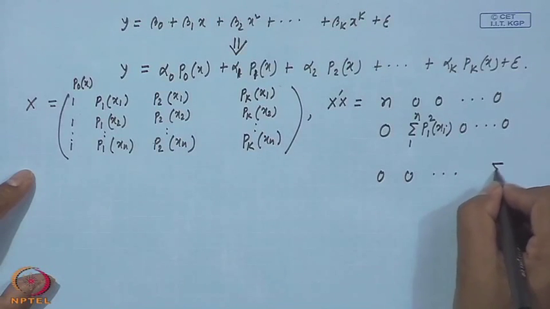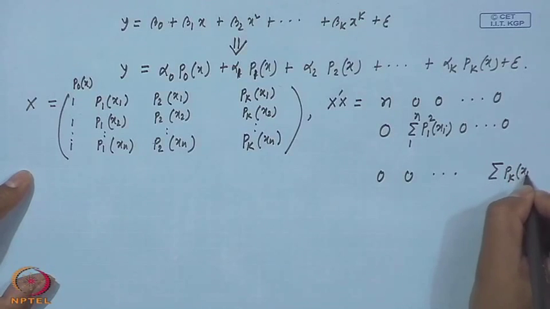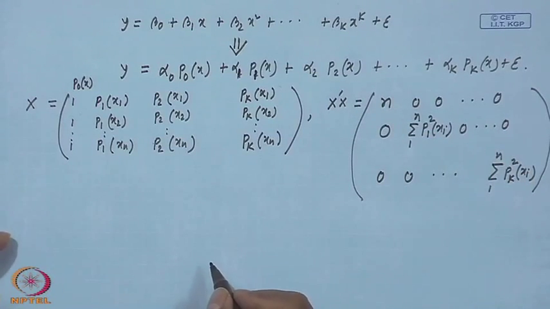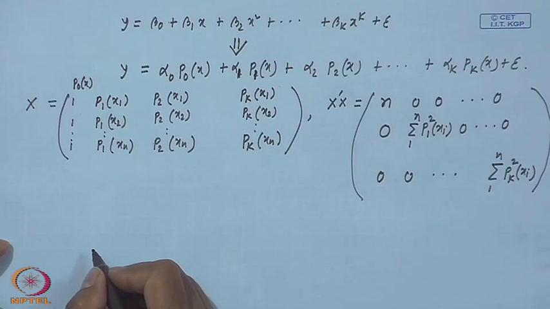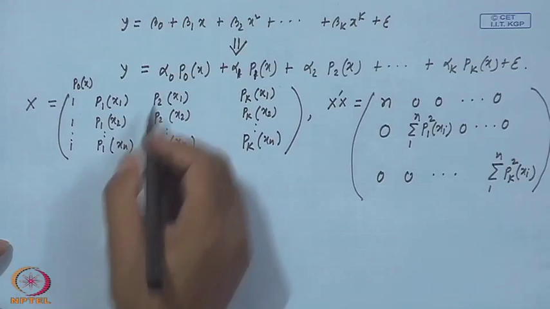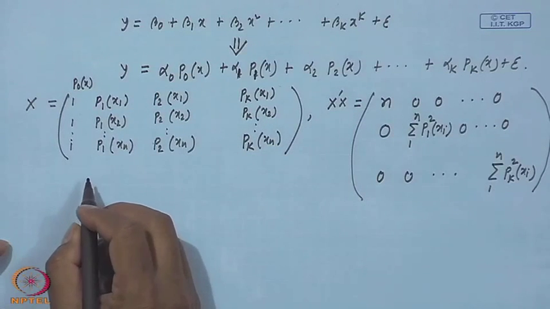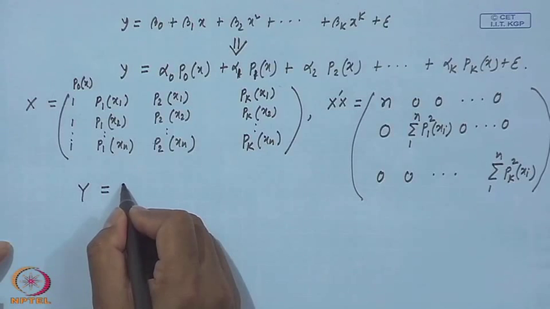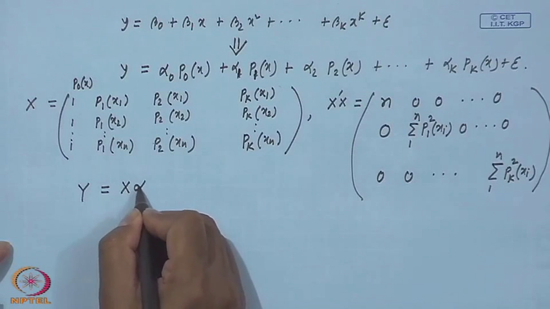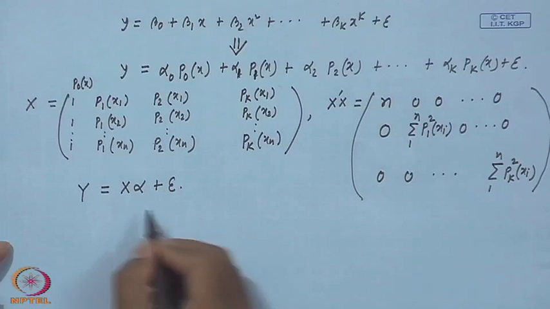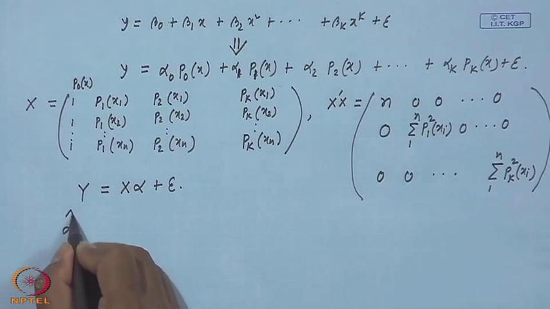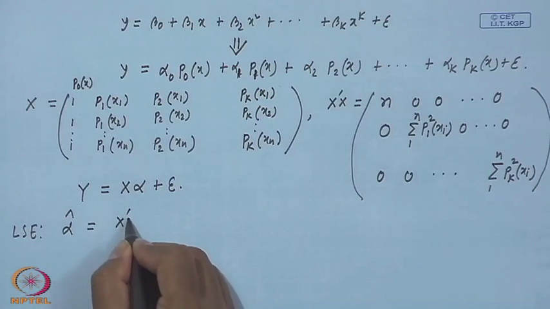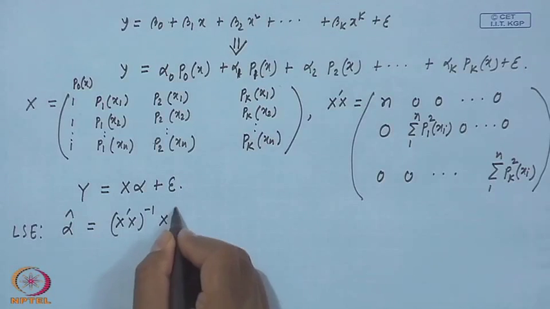And the last one is P k x_i square, i from 1 to n. So, this is my X prime X matrix, which is a diagonal matrix, and I can write this in matrix form as Y equal to X alpha plus epsilon. So, the least square estimate alpha hat is equal to X prime X inverse X prime Y.